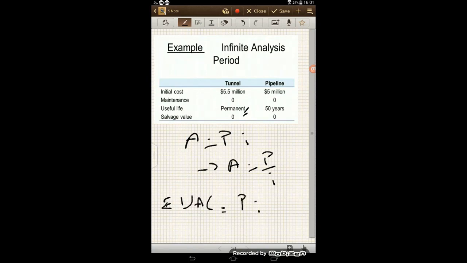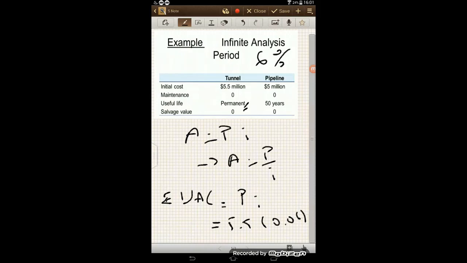In this question, for the equivalent uniform annual cost, we can directly use P times I for the first tunnel, where the initial cost is 5.5 million. I in this question we can put, let's say, 6%, which is 0.06. 5.5 million multiplied by 0.06 is $330,000, which is the annual cost for the government if they want to make a tunnel and pay yearly to a company, 330,000 instead of paying $5.5 million.